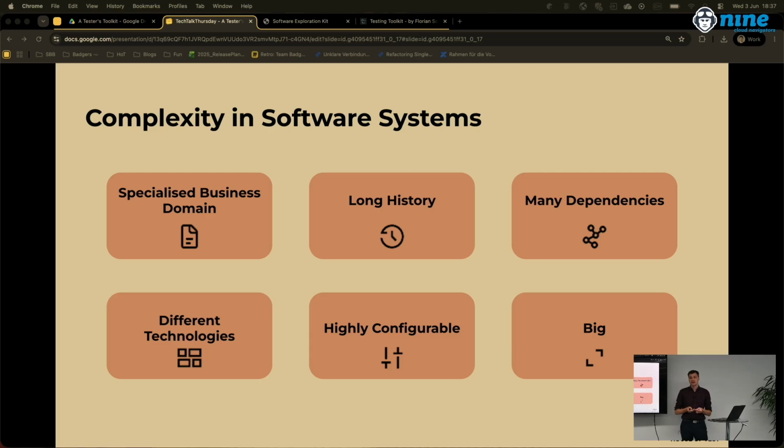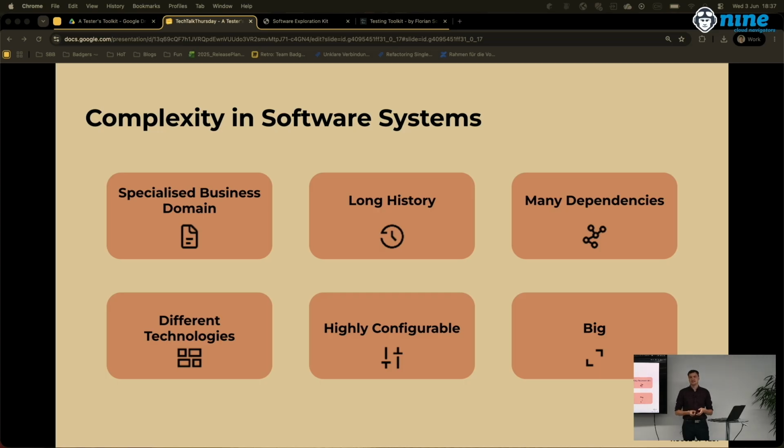Things that are highly configurable. I've worked on an identity and access management system with thousands of properties that you can configure. A lot of things can go wrong, and you can introduce security risk with that. When you think about the impact of new features or changes, you always have to think about how these properties might change or influence each other. And this is also complexity.